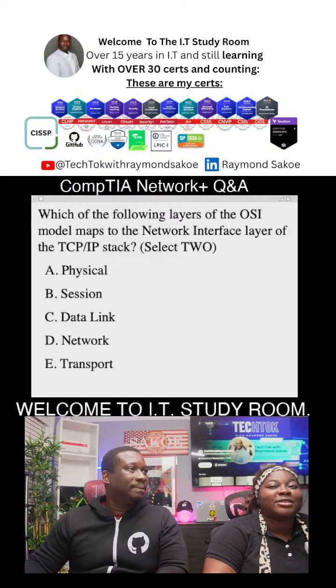Hopefully if you're planning on taking a certification and this question ever pops up, let me pop in your head, okay? NTP 1, 2, 3.